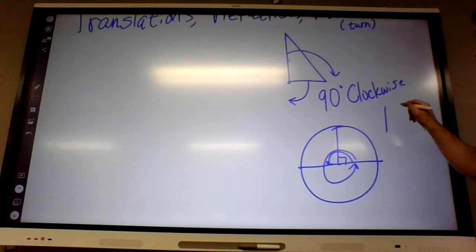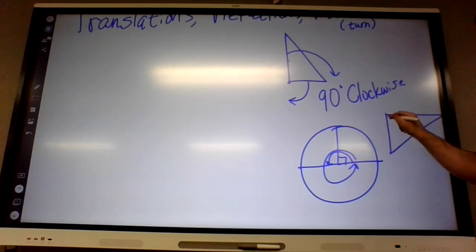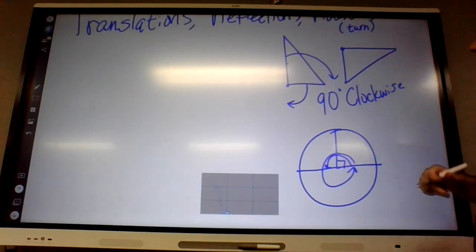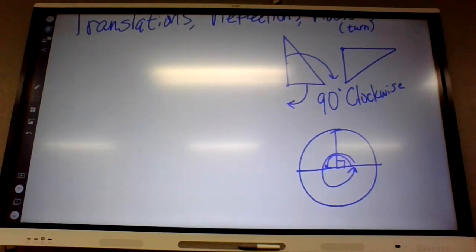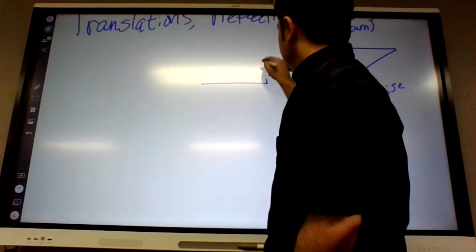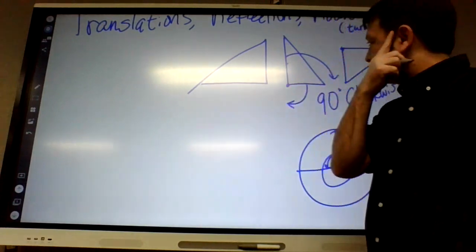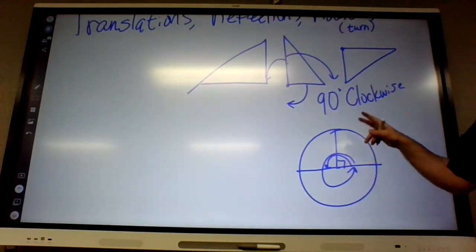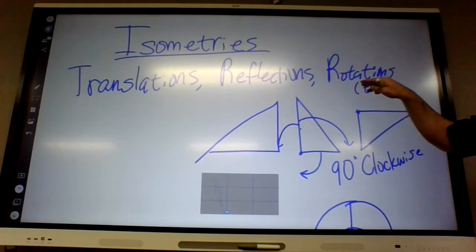Anyways, it would look like that. That's our point of rotation. It just turns it around like that. That would be 90 degrees clockwise. And 90 degrees counterclockwise looks something like that. Rotate 90 degrees to the left. So yeah, it's turning around a point.